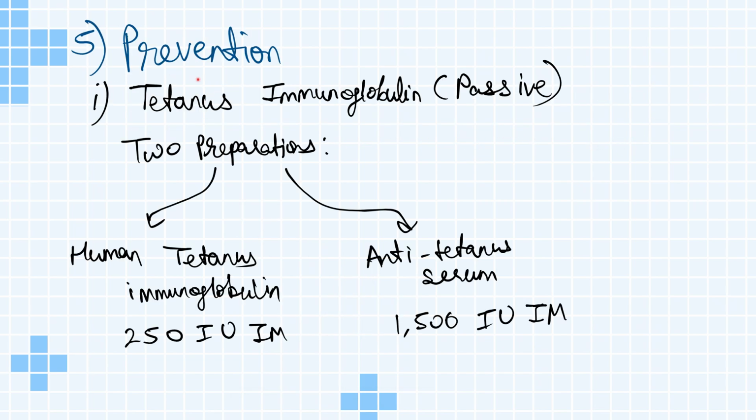Prevention of tetanus can be done by passive immunization using tetanus immunoglobulins. There are two preparations: human tetanus immunoglobulin and anti-tetanus serum. Human tetanus immunoglobulin is given as 250 international units intramuscularly, whereas anti-tetanus serum is given 1500 international units IM.